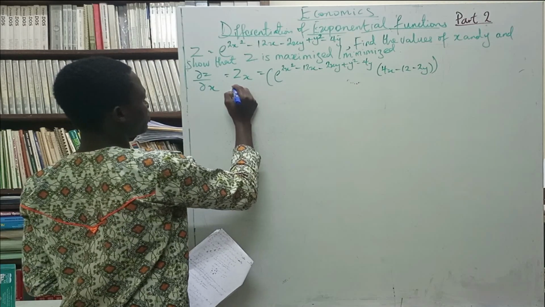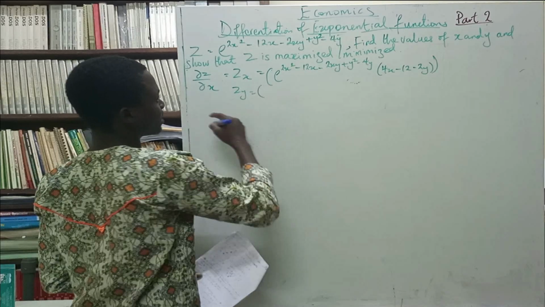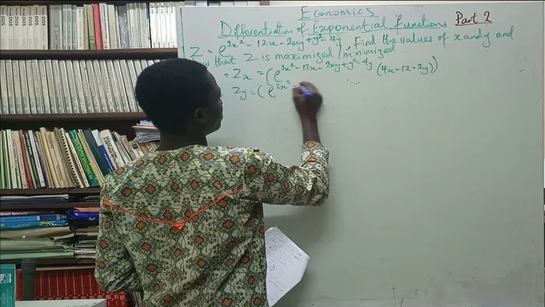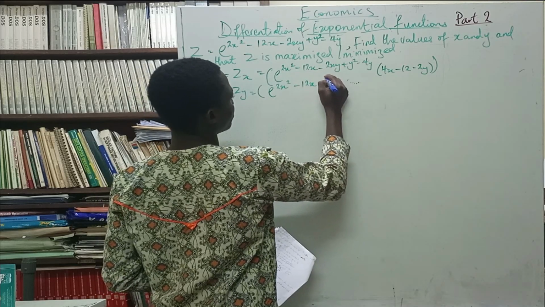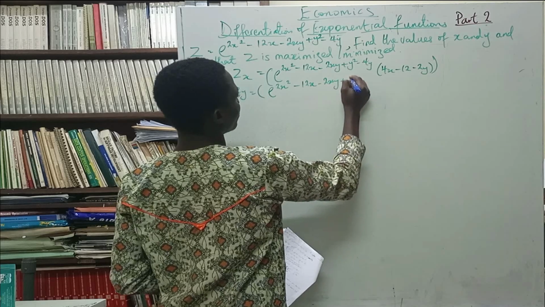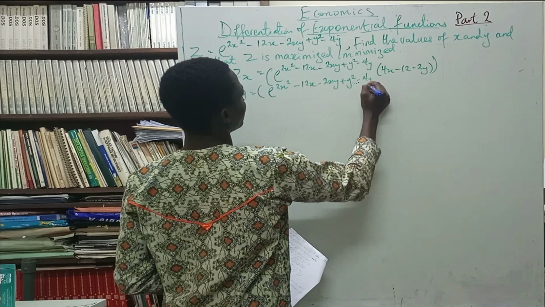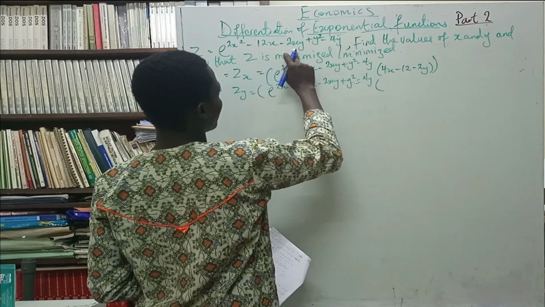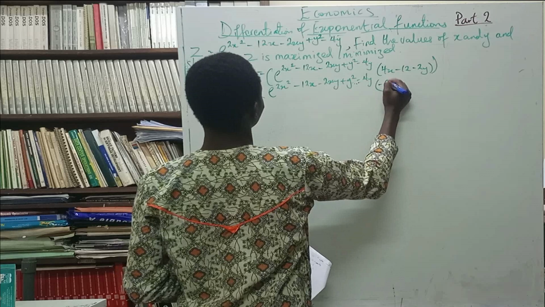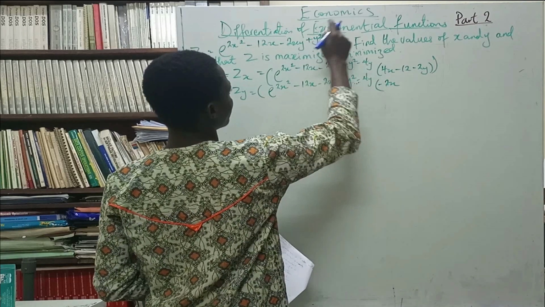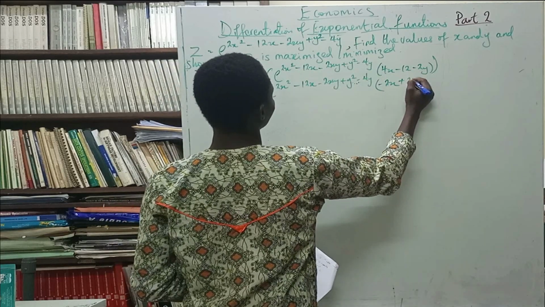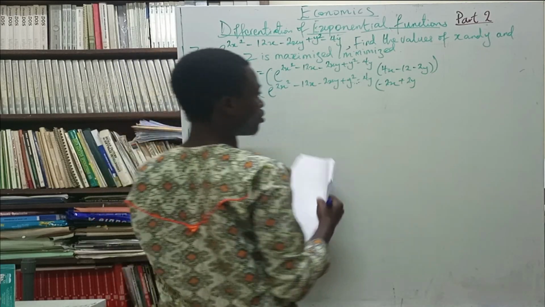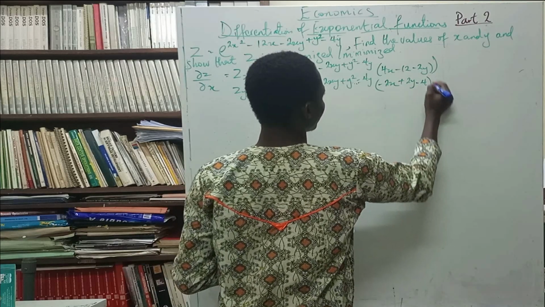Now let's do zy. zy is kind of writing the whole thing again, so we have e raised to 2x squared minus 12x minus 2xy plus y squared minus 4y, and then we differentiate with respect to y. When we do that, we have y here, so we are left with minus 2x in this place. We have y squared here, so we differentiate that to get plus 2y, and then we have minus 4y, so we differentiate that to get a minus 4. So you can see that it's simple, right?